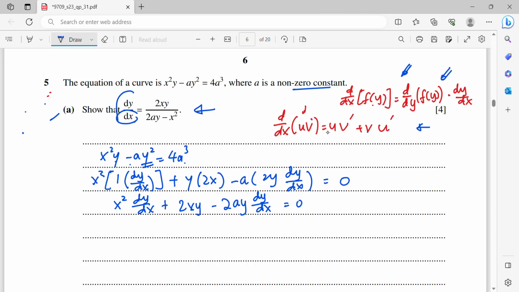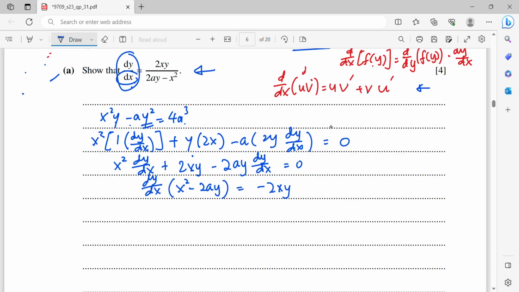Okay, now in order to get this, I need to get the dy dx as a subject. So dy over dx bracket x squared minus 2ay. Okay, and I move this 2xy to the other side, so it becomes negative 2xy. And then my dy dx equals to negative 2xy divided by x squared minus 2ay.